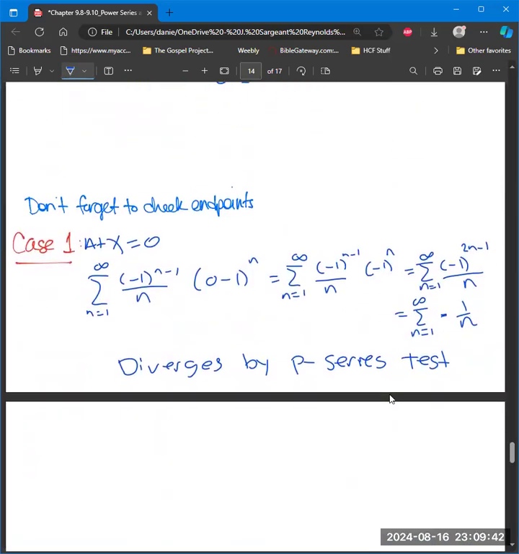At x equals 0, I'm going to have -1 to the n minus 1 over n times 0 minus 1 to the n. So that's going to be a -1 to the n, and that's going to be a -1 to the 2n minus 1, which is a -1, all over n. This is the opposite of the harmonic series, but the negative sign doesn't change convergence or divergence of the series here. It's going to diverge by the p-series test.